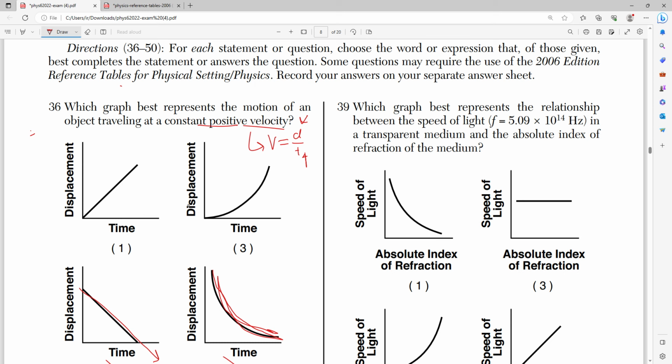Now it says that it's constant, so I can eliminate choice number 3 and I'm left with 1. Why do I have to eliminate choice number 3? Because it's an exponential function, and in an exponential function your slope is never the same, right? Choice number 1 is linear because the line is straight, and if the line is straight, the slope does not change, which means that the velocity is constant.